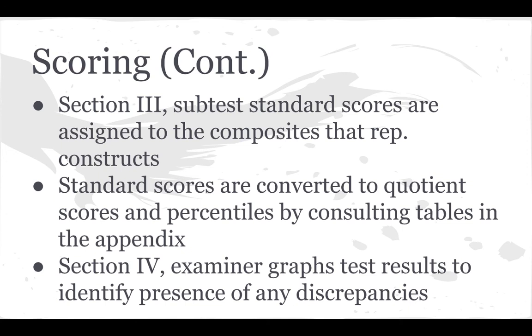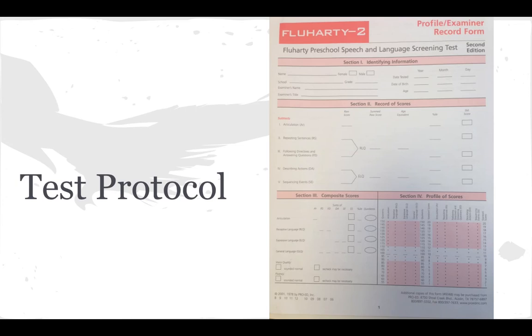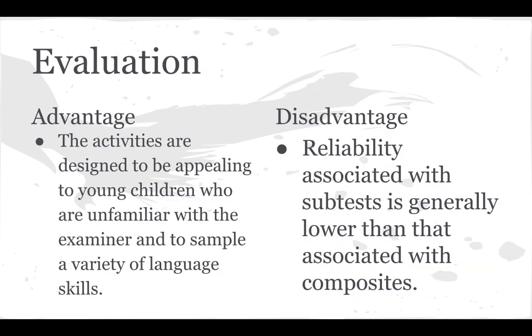The most reliable scores for the Fluharty 2 are the composite quotient scores. The composite scores are derived by adding the subtest standard scores and converting the sum to a quotient using a table. In section 5 on the record form, the examiner graphs test results to identify presence of any discrepancies. So here is a test protocol which measures the subtest. There's 5 sections, which is identifying information, the record scores, composite scores, and the profile of scores.